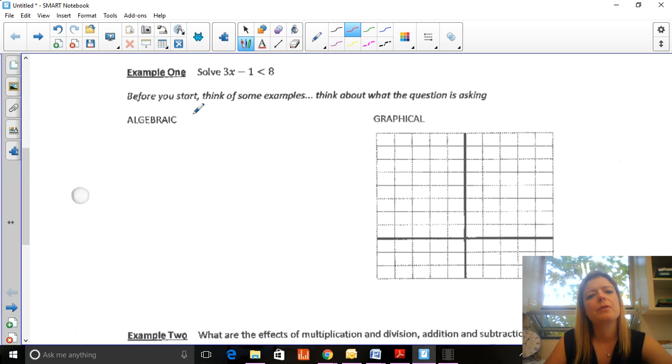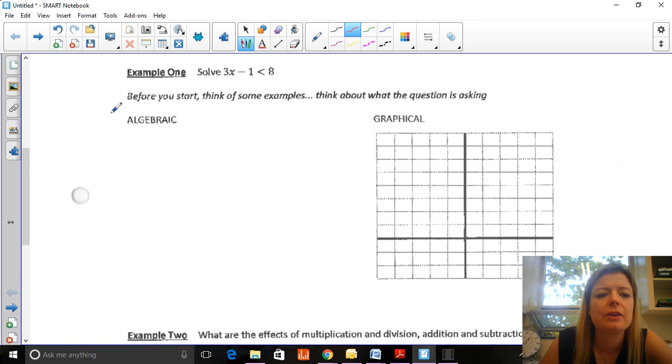So before you start, think of some examples. Think about what the question is asking. Like if I put 1 into this inequality, does that make this true? So 3 times 1 is 3, minus 1 is 2. 2 is less than 8, so 1 works. What about 10? 10 would be 30 minus 1, 29. That's not less than 8. So how do we figure out the numbers that satisfy this inequality? What x's will make 3x minus 1 less than 8?